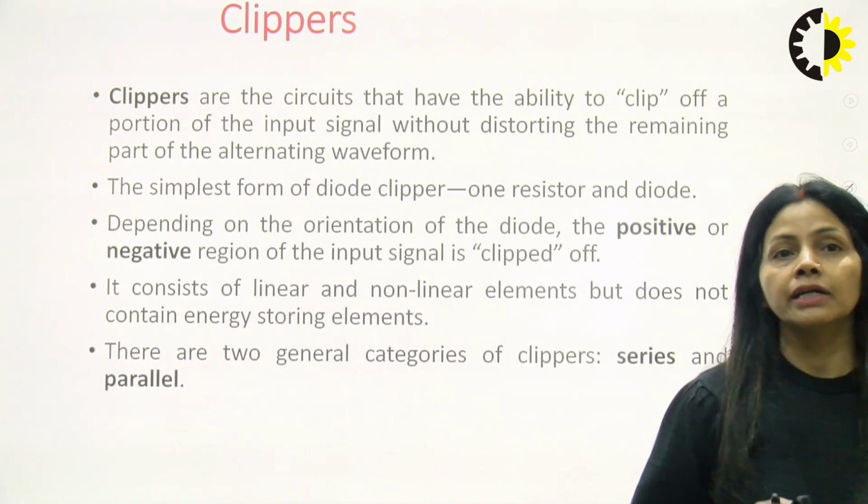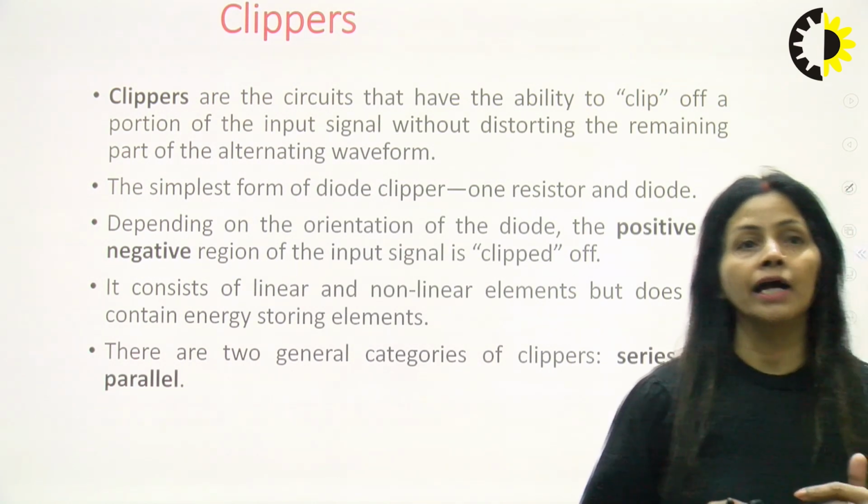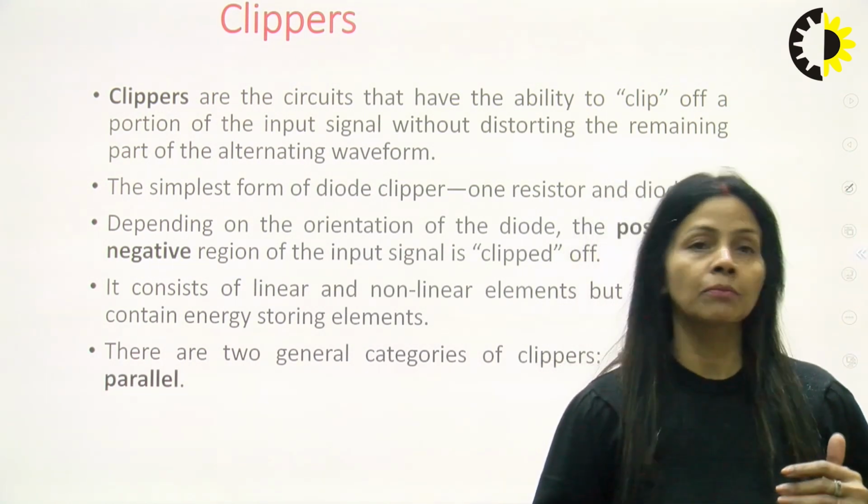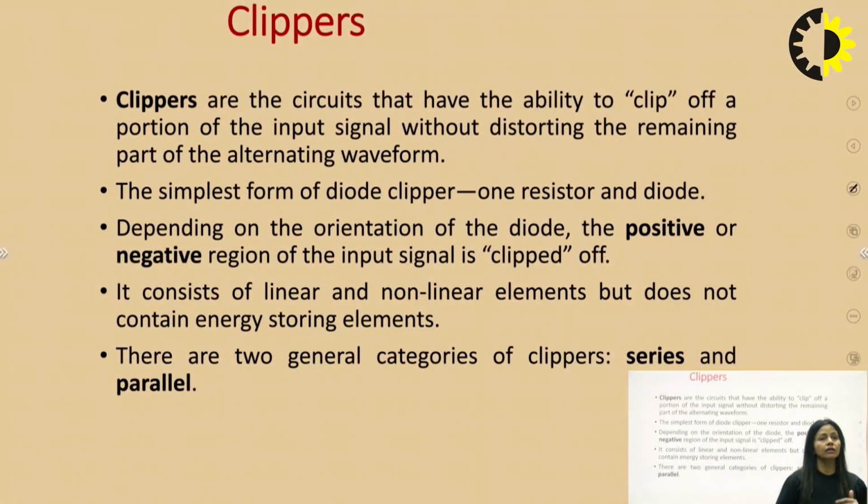We can orient the diode in various positions in the circuit, and accordingly the output comes, and some positive part or some negative part, or even maybe the whole positive and negative parts can be clipped off by these particular circuits. So it consists of a linear element like resistor, as well as a non-linear element like diode. There are basically two categories for which we generally study the clipper circuit. The first is the series clippers, and the second one is the parallel clipper.